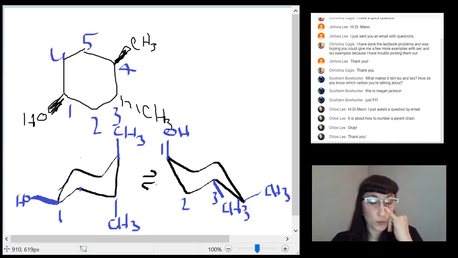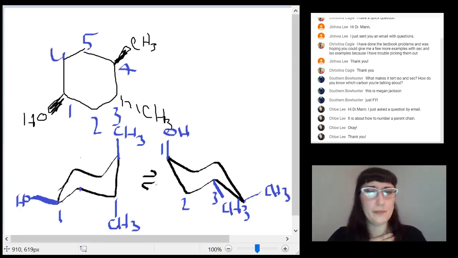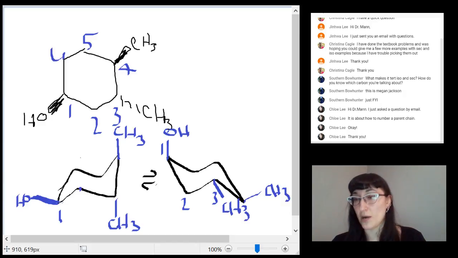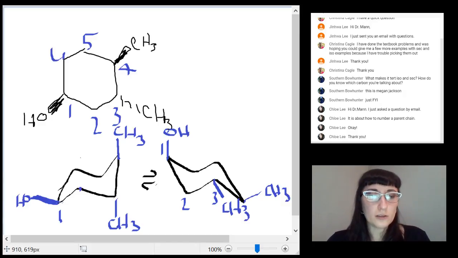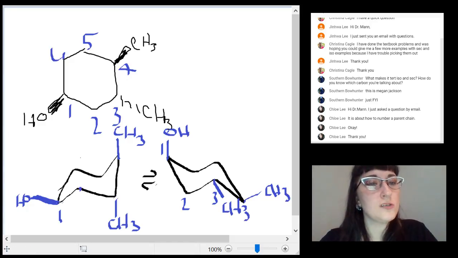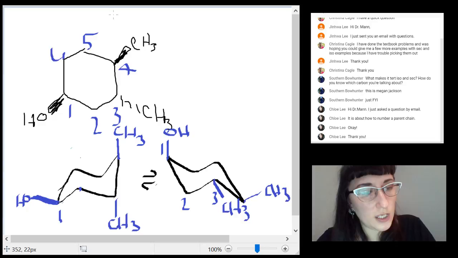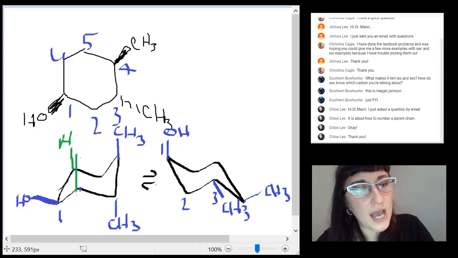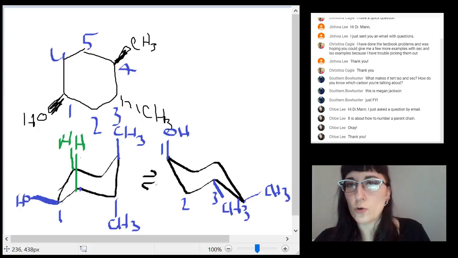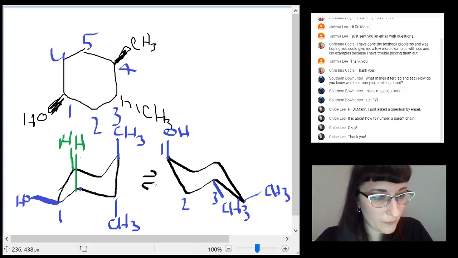Now a question that we could ask for that is, how many 1,3 diaxial interactions are there? Meaning, which one is more stable, the one on the left or the one on the right? I would think at this point you've probably worked enough of these that you can look at them and tell, but what I'm going to do is put in the relevant hydrogens here in green, meaning the axial hydrogens. We don't need equatorial hydrogens to do 1,3 diaxial interactions.